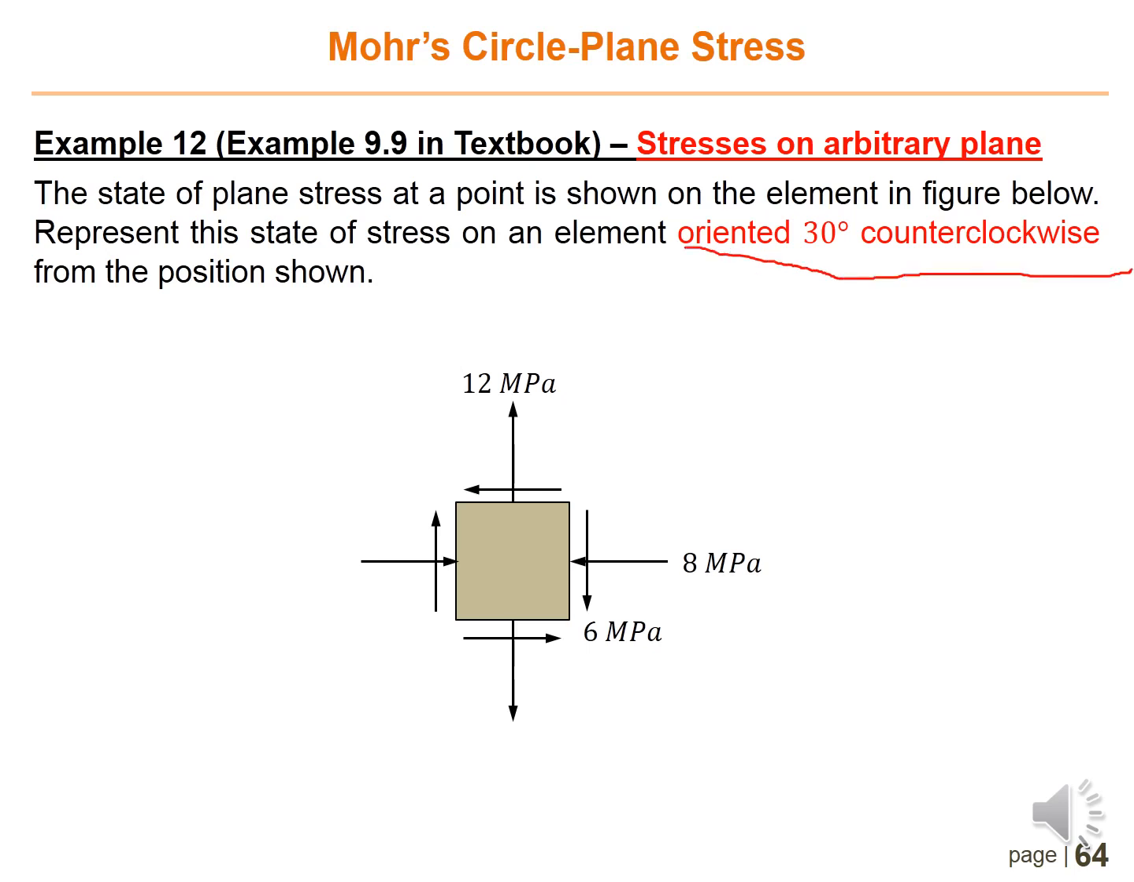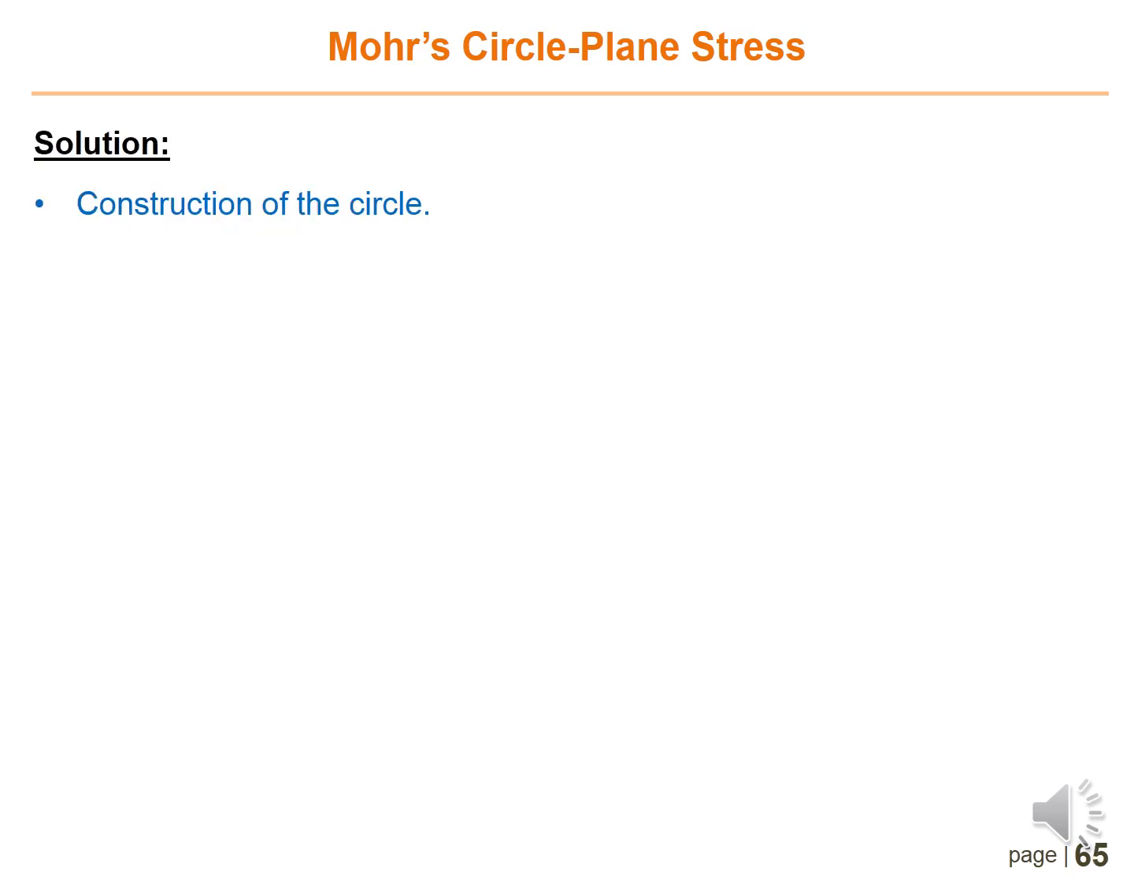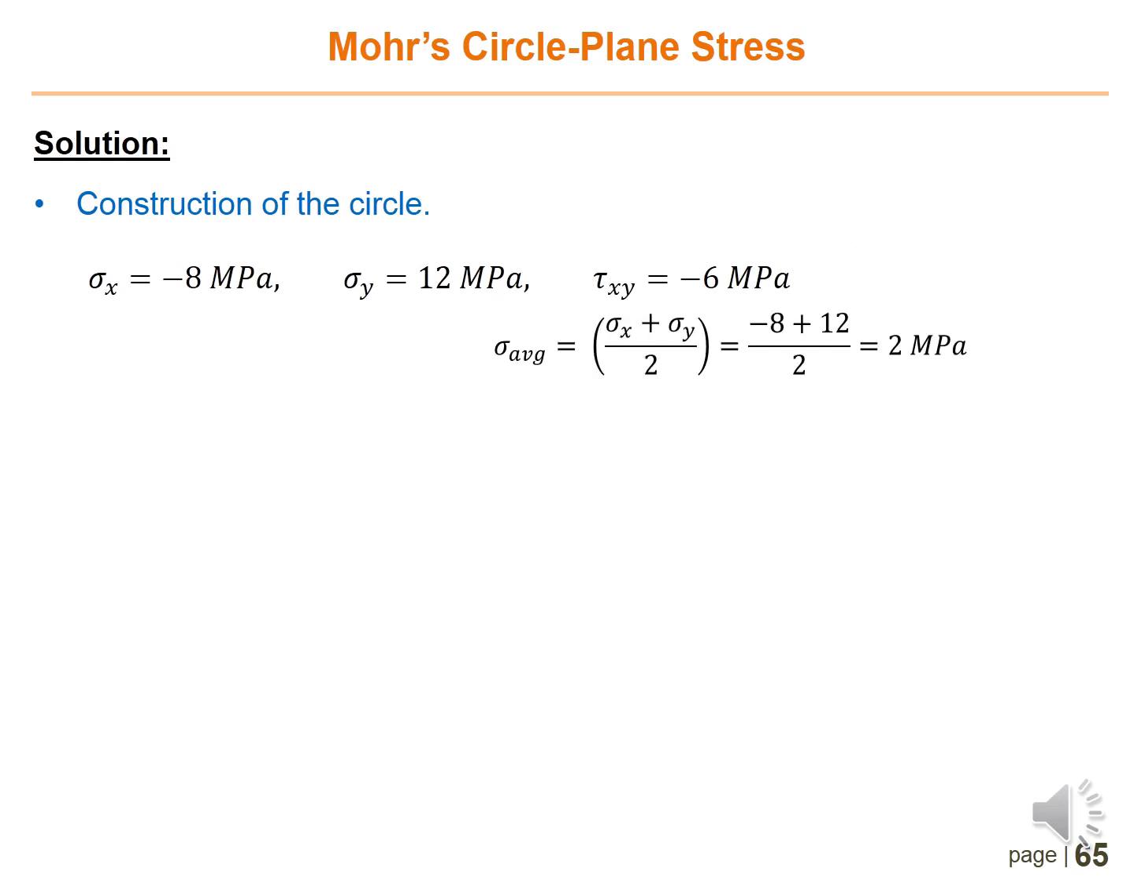Okay, so you are given sigma x equals -8 megapascal, sigma y equals 12 megapascal, and tau xy equals -6 megapascal. So first is to construct the circle. Okay, so the same procedure: first you have to determine the sigma average. For this question, sigma average is equal to 2 megapascal.